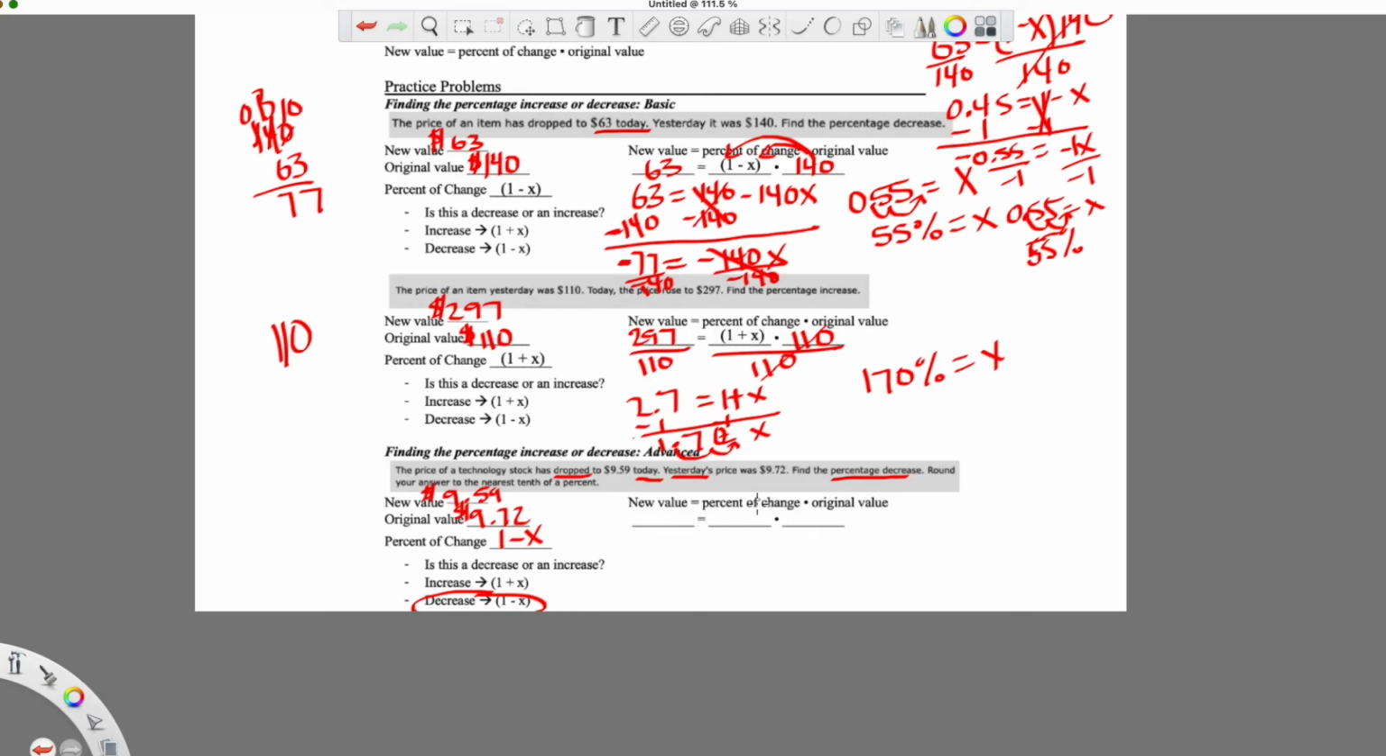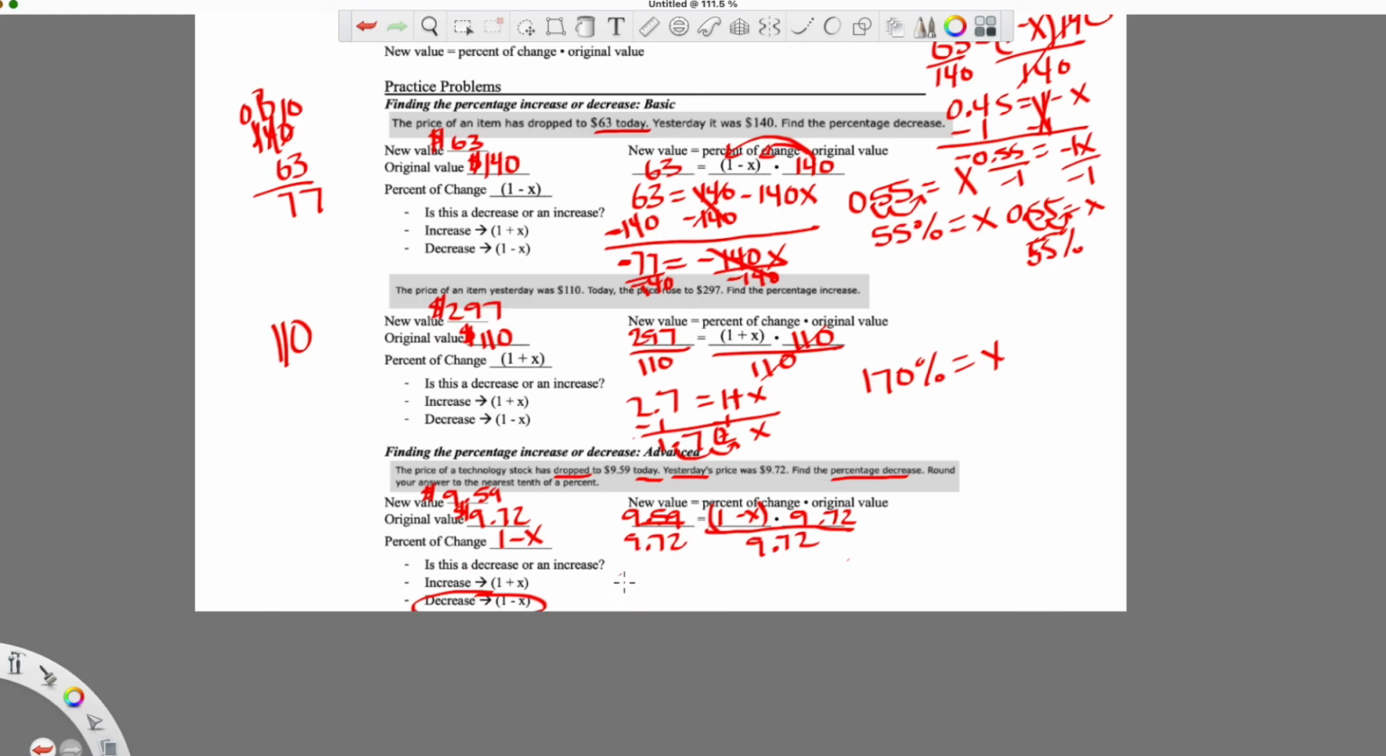I have my new price times 1 minus x, and it's the quantity of 1 minus x, the difference. And the original price was $9.72. So I'm going to use my same method that I used here because I think it goes a little faster. I'm going to divide by 9.72 on both sides. So I have 9.59 divided by 9.72. And definitely I would suggest using a calculator. I'm using a calculator kind of behind the scenes here.